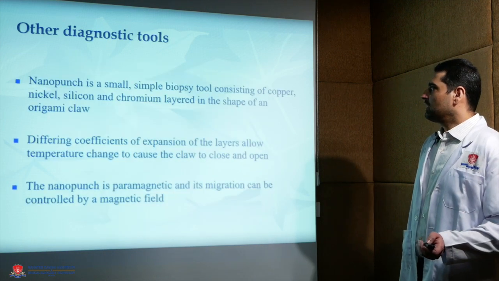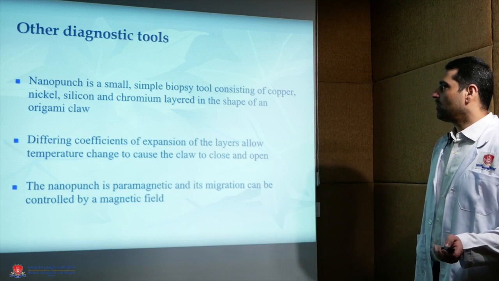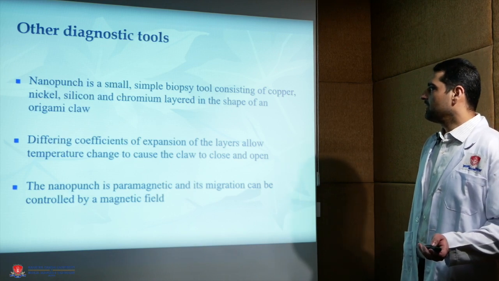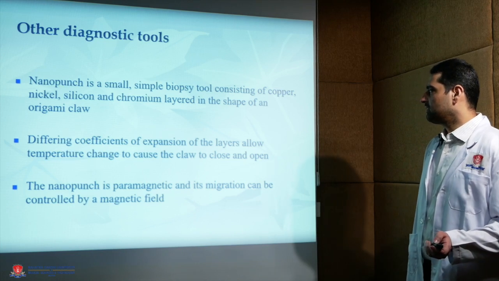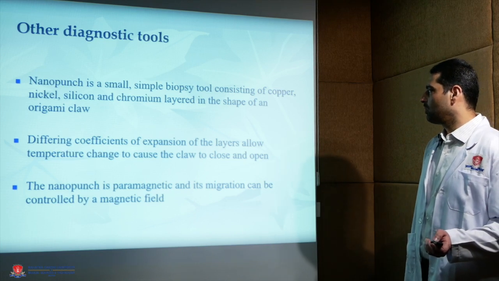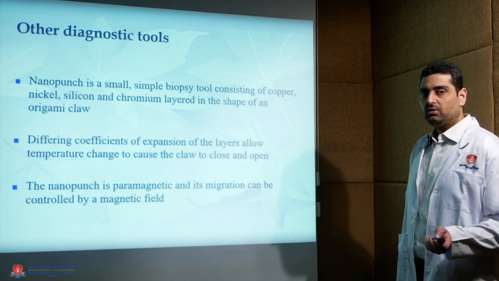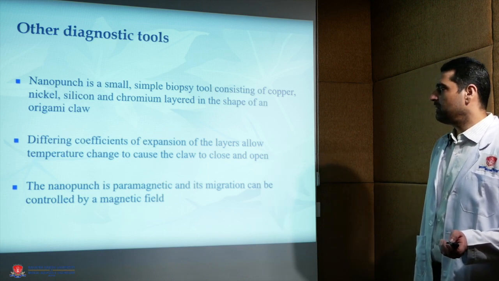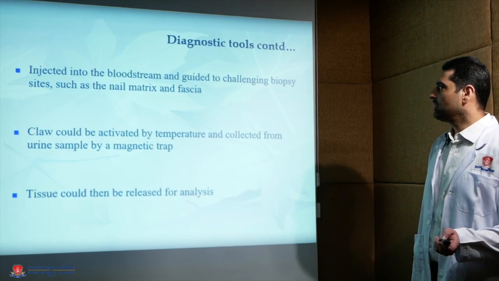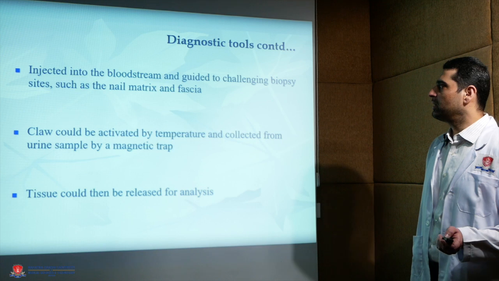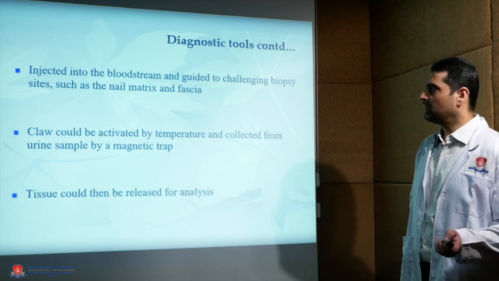Then nanopunch, which is a small simple biopsy tool consisting of copper, nickel and other metals in the shape of an origami claw. Different coefficients of expansion of the layers allow temperature change to cause the claw to close and open. Nanopunch is paramagnetic and its migration can be controlled by a magnetic field. When injected into the bloodstream and guided to challenging biopsy sites such as the nail matrix and fascia, the claw closes.